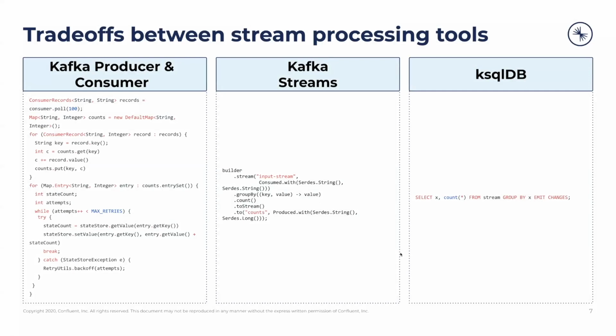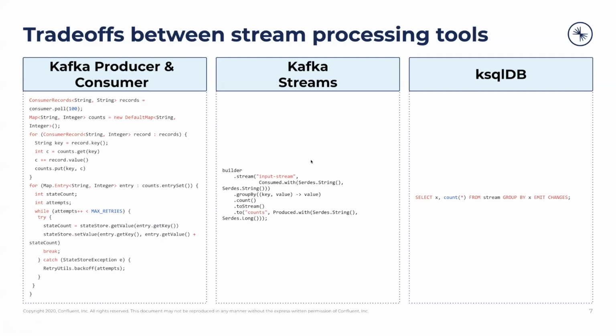So on the left, if we were to build some kind of count processor, right? We want to aggregate things based on a key. This is how you might write it with a core Kafka producer and consumer. There's a lot of types, specific polling. There's a state store that you have to create here. You have some attempts and retries built in. You have to catch exceptions. This is a little bit more manual.